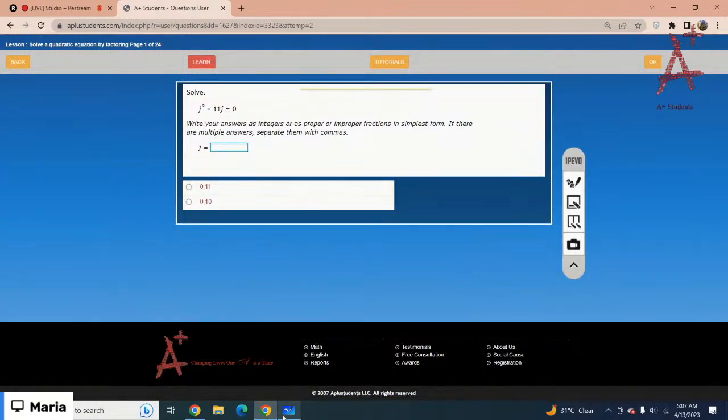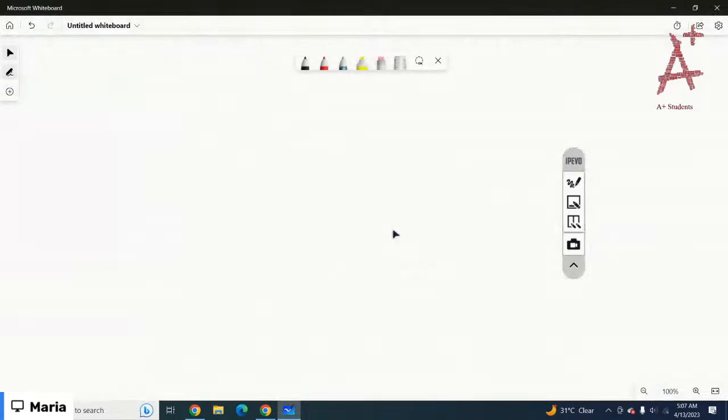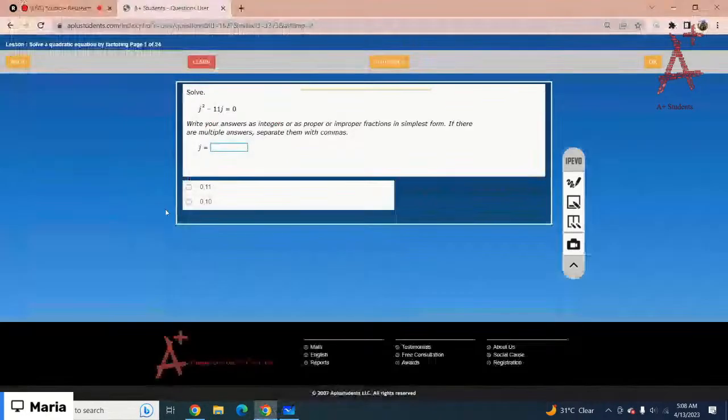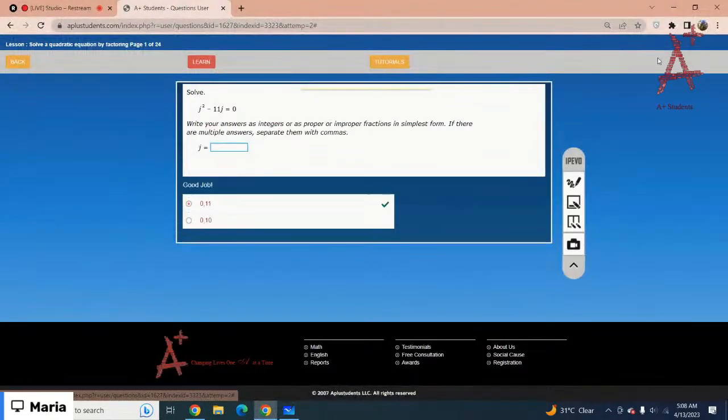J square minus 11j equals 0. So you can take common j and you are left with j minus 11. Got it? So now you can use the zero product property, either j equals 0 or j minus 11 equals 0. Got it? So j equals 11. J has two values, 0 and 11. Got it? The correct option is 0 and 11. Got it?